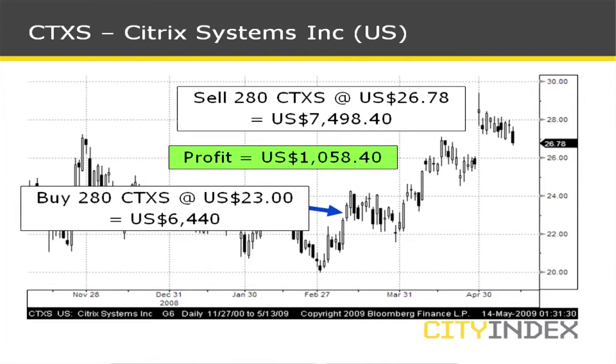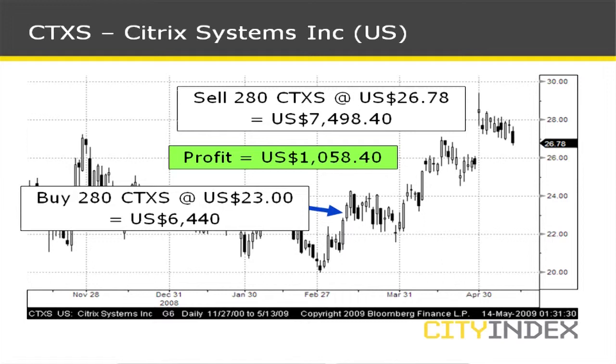If we come back and have a look at the Citrix chart again, now we said that was trading around $23. Let's suppose we bought 280 shares in the physical market at $23. That's a face value on the trade of $6,440 US dollars. When we went to close out this trade, prices were $26.78. So when we sold our 280 Citrix shares in the physical market, we received $7,498.40, giving us a profit of $1,058.40 US. Not bad. Yep, nice little return.